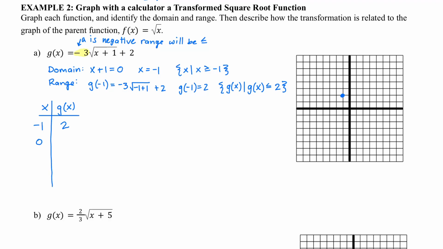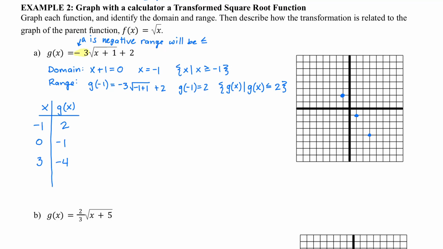So negative 3 times 1 plus 2 is negative 1. So 0, negative 1. I can also plug in 3 because 3 plus 1 is 4, and 4 is a perfect square. So the square root of 4 is 2, times negative 3 is negative 6, plus 2 is negative 4. So 3, negative 4. It's going to be down here.